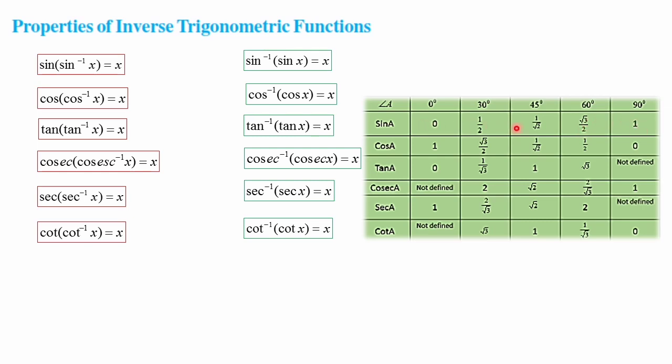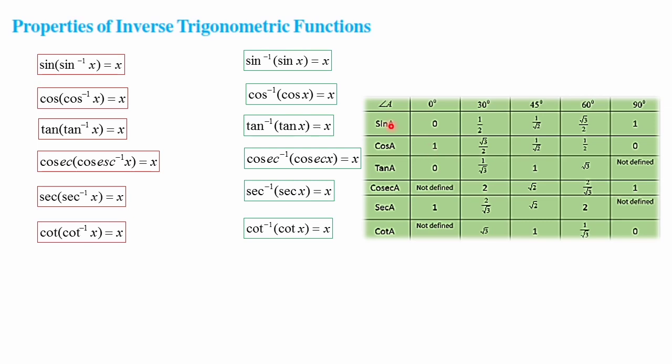So once you write these 5 values from left to right, in another row you have to write the same values from right to left, that is 0, 1 by 2, 1 by root 2, root 3 by 2, 1. Once again, learn these 5 values by heart, that is 0, 1 by 2, 1 by root 2, root 3 by 2, 1, that you have to write from left to right in the first row, and in the second row the same values you have to write from right to left.